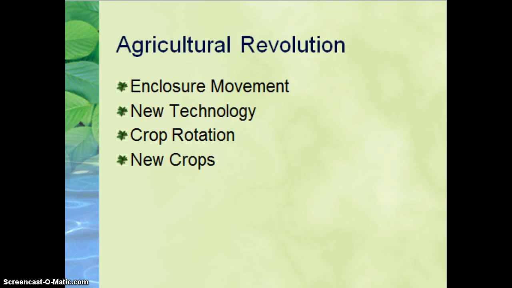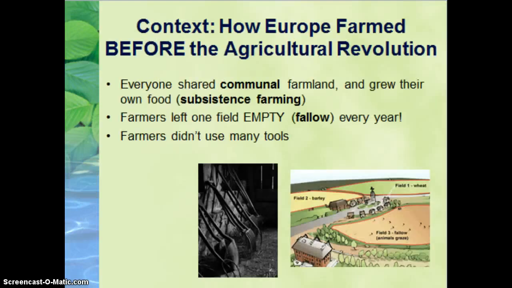We're talking about the enclosure movement, new technology, crop rotation, and new crops. Those things all contribute to the agricultural revolution. So when we talk about farming being inefficient, it means that things they did took a long time and wasted a lot of resources or valuable land. For example, everyone shared communal farmland and grew their own food.